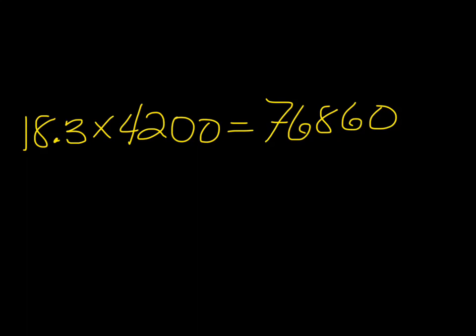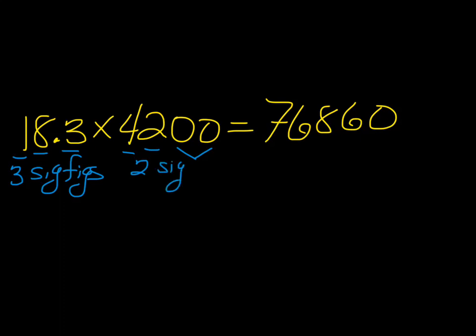For the first number, 18.3, all of those are non-zero digits, which means they're all significant, so we have 3 sig figs. Okay, for the second number, the 4 and 2 are significant because they're both non-zero digits. The zeros, are they significant? Are they between non-zero digits? No. Are they before or after a decimal? No. So they're not significant. So the second number only has 2 sig figs. So our answer is going to have how many sig figs?